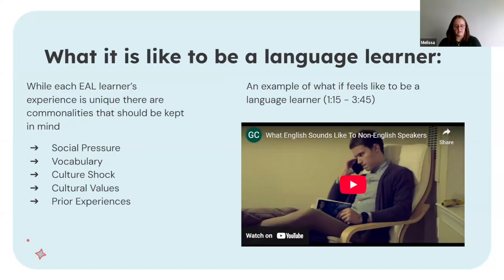EAL learners often experience common scenarios or situations. Many EAL students speak about the immense social pressures they face, from family pressures to academic pressures at school or peer pressure. EAL students often speak about how they can struggle to fit in with their non-EAL peers. Another common experience of EAL learners is the overwhelming amount of vocabulary they encounter. The words that we use vary greatly between social situations, and even in more formal situations, such as classrooms, we still use a lot of colloquial terms and slang.